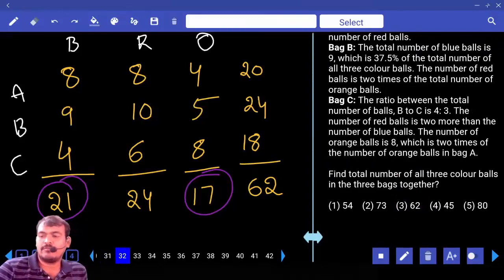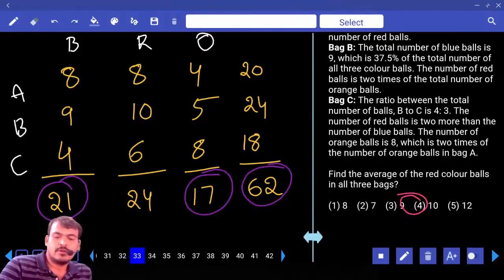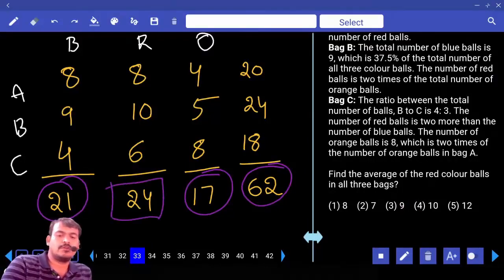Next, 32. Find the total number of all the 3 color balls in the 3 bags together. Total number of balls in all the 3 bags is how much? 62. Which option? Third one. Next, 33. Find the average of red color balls in all the 3 bags. What are the total red color balls? 24. Average means 8.